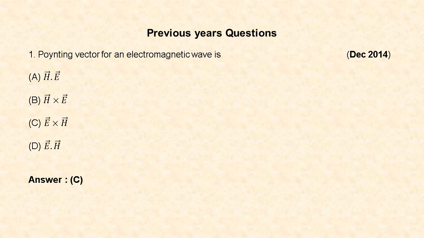Next, let us see the previous year's questions. First question, Poynting vector for an electromagnetic wave is. This question was asked in December 2014. First one, H vector dot E vector. Second option, H vector cross E vector. Third option, E vector cross H vector. Fourth option, E vector dot H vector. Here we know that the Poynting vector is nothing but E vector cross H vector. Hence, answer C is correct.